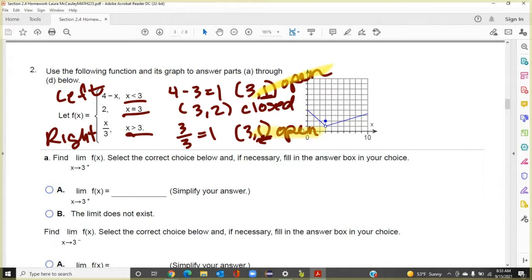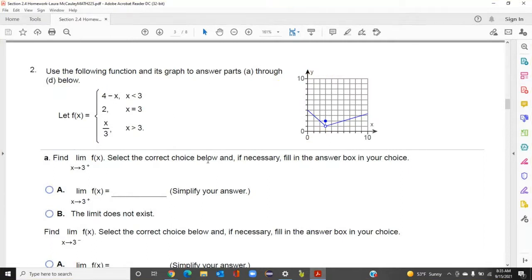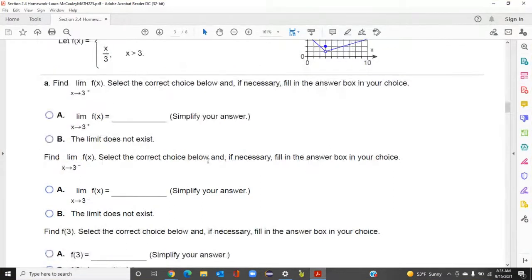Okay? The fact that it's defined to be 2, you have a closed circle at 2, that's its definition. That's not what the limit is. Remember, the limit is what happens when you get really close. So I'm going to skip the rest of that one. You guys got that?